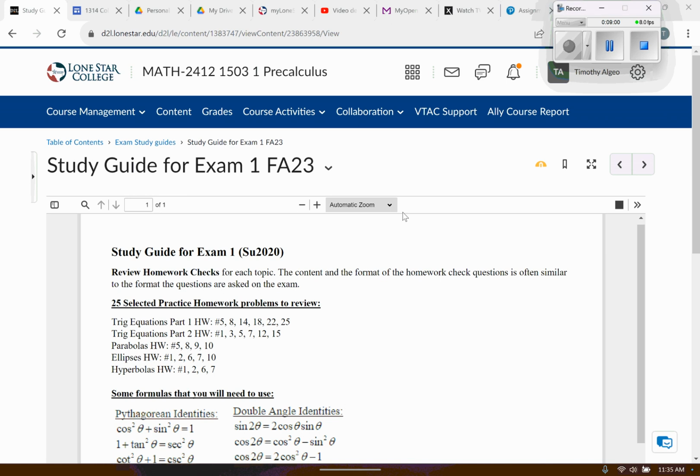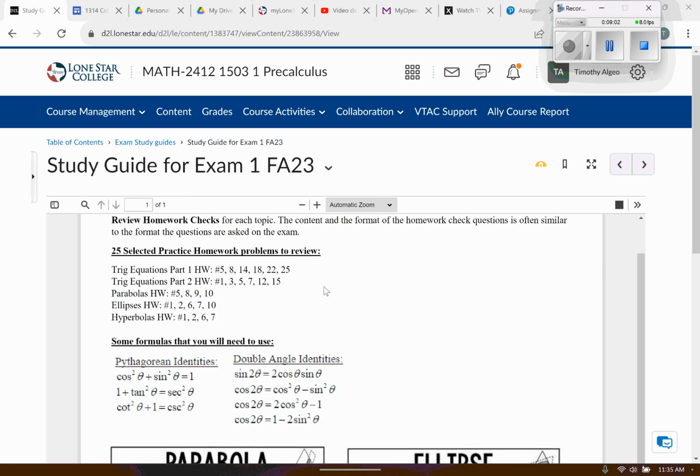Okay, so here's the outline study guide. And it says review the homework checks. Like I said, that's just the stuff that's in D2L. The formatting should be pretty similar, but if you also want some extra practice, I would recommend looking at this stuff right here. So trig equations, part 1 homework, and part 2. This is actually from the textbook. In the text, it's all one section of homework, but it's divided up so that if you needed help, you could figure out what part it's from, part 1 or part 2.